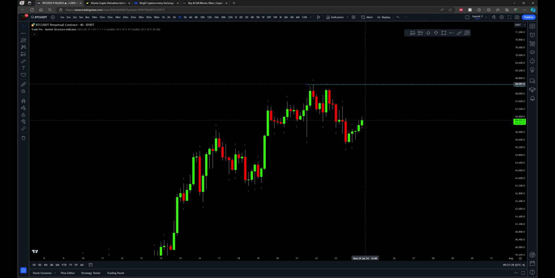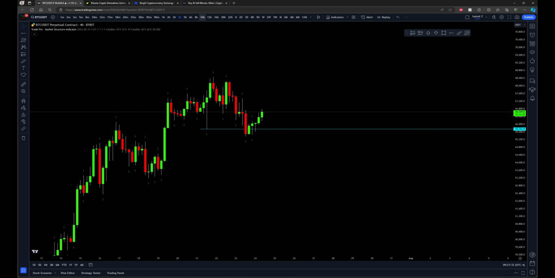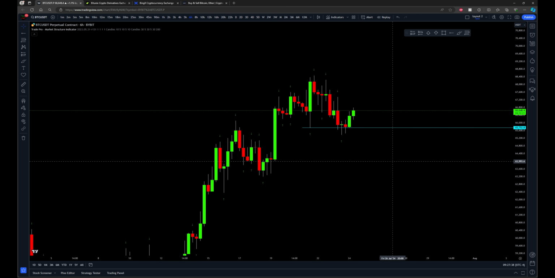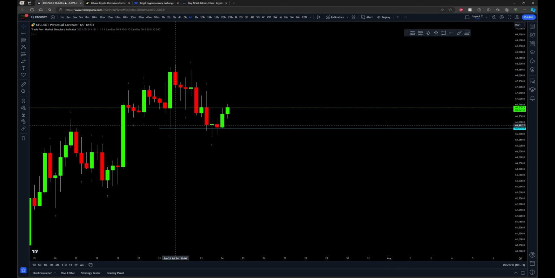So remember, this is where we just broke structure down on this 4 hour time frame. But if we look at maybe another time frame, we didn't even break down yet. So it matters. Time frames matter. I just kept it to the 4 hour, but I would use a multi-time frame outlook.